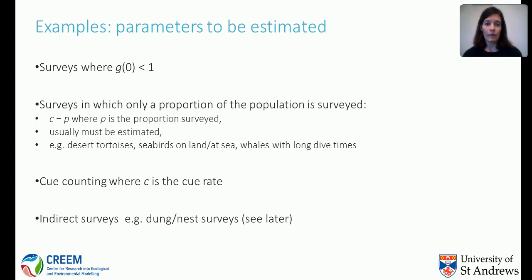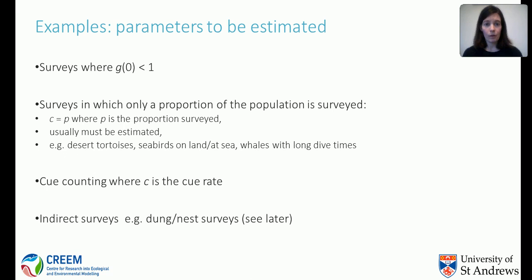In examples where the multiplier is a parameter to be estimated, we might have surveys where g0 is less than 1, and then we have to provide an estimate of that g0 probability. We might have surveys in which only a proportion of the population is surveyed, and this could be related to the availability of the animals to be surveyed. One example is desert tortoises that spend their time in burrows underground, and so we would need an estimate of the proportion of animals that are underground and unavailable to be surveyed at any one time. With seabirds spending time on land and at sea, depending on where they're being surveyed, you'd need to account for the proportion of the population that was in the other location.